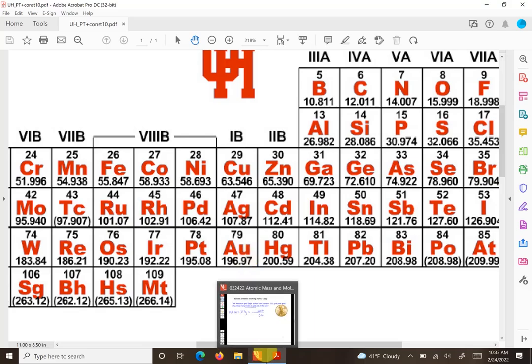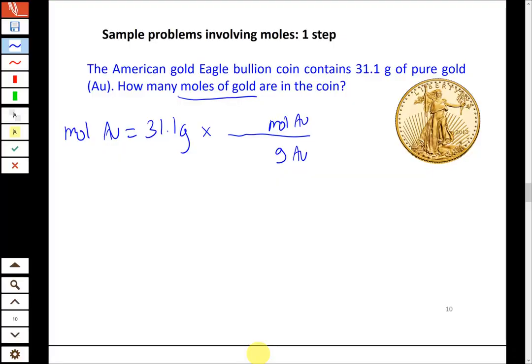196.97. So that's grams per mole of gold, but we want the grams to cancel out, so that number is going to go in the denominator, 196.97 grams in 1 mole. Okay, so in this case we had to invert that to get the units to cancel out properly. And what that leaves us with is 0.158 moles.